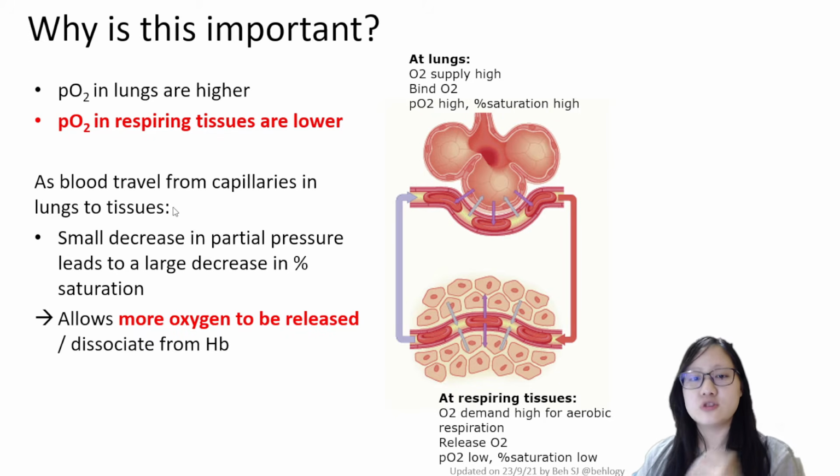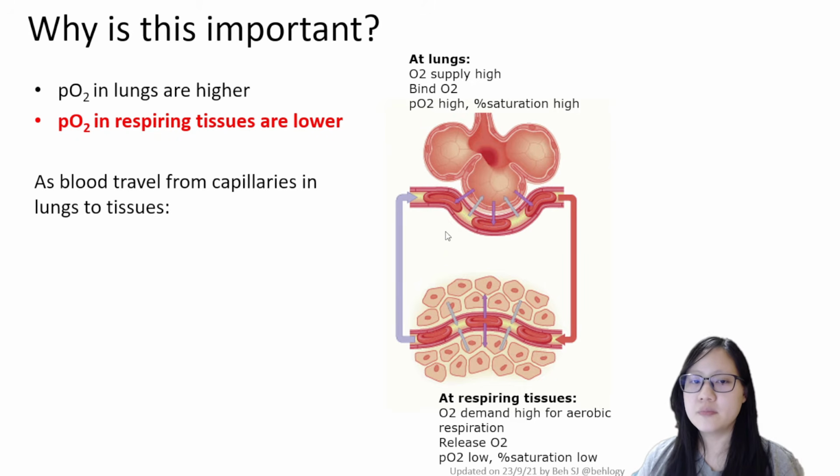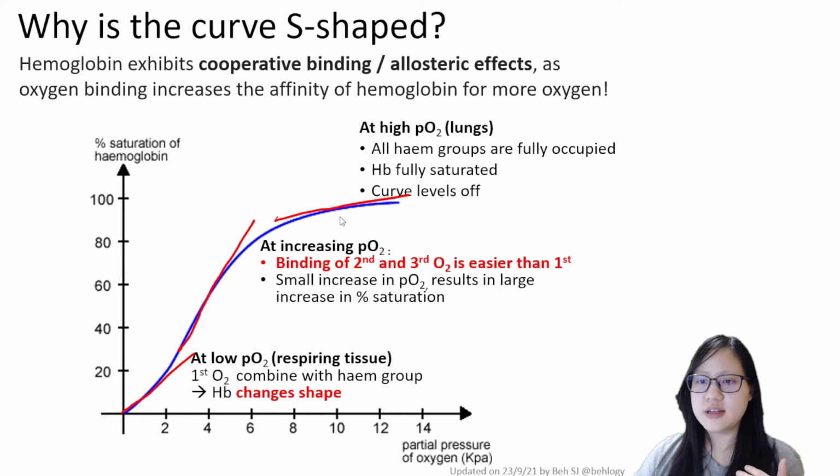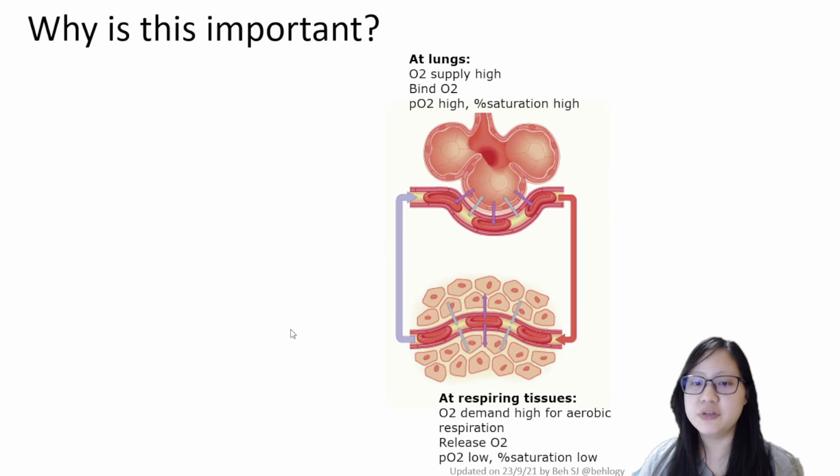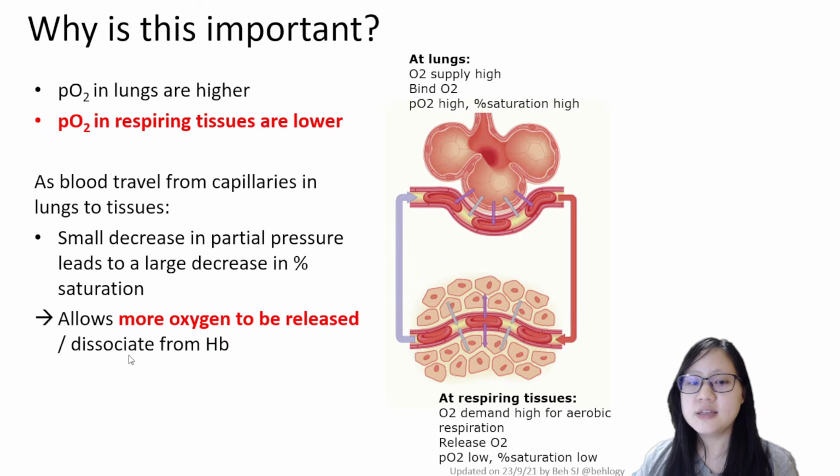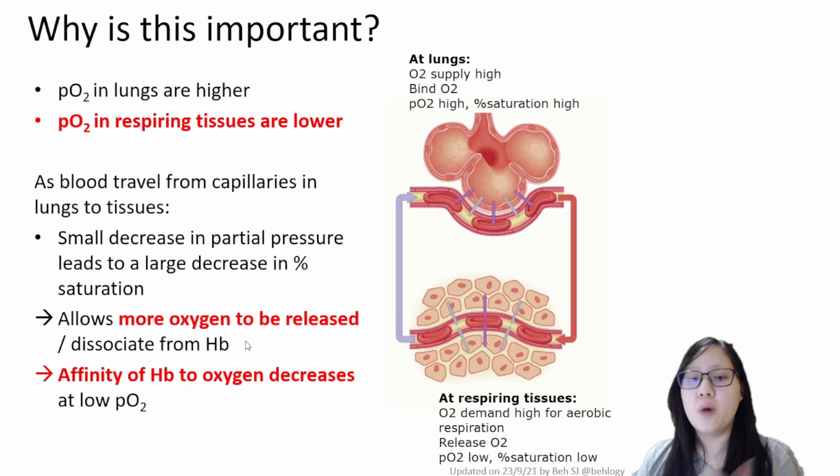Because as blood travels from the capillaries in the lungs to tissues, right, it's here. As the partial pressure of oxygen decreases, a small decrease in partial pressure of oxygen is going to decrease the percentage saturation of hemoglobin as well, because of this steep region right there. And this allows more oxygen to be released to the respiring tissue more quickly.